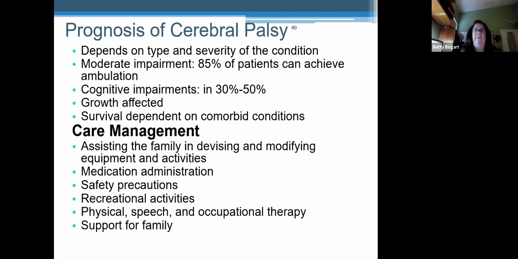Now, prognosis depends on how severe they are. Most children with cerebral palsy can get up and get around and be ambulatory. There are those that can't. Again, we try to give them something, like Jonathan had his little wheelchair. As he gets older, he will probably get a motorized one because he was alert enough for it.